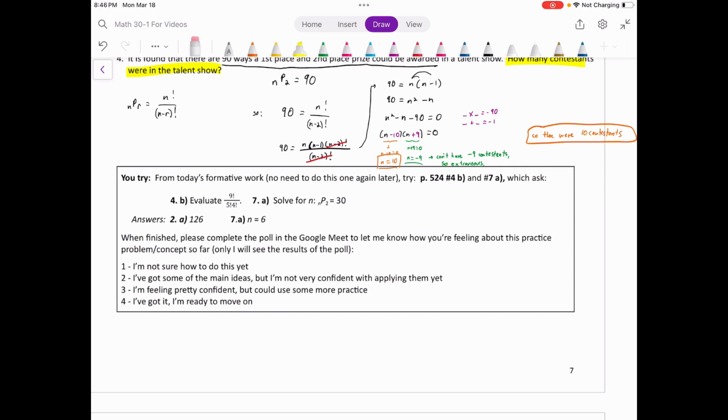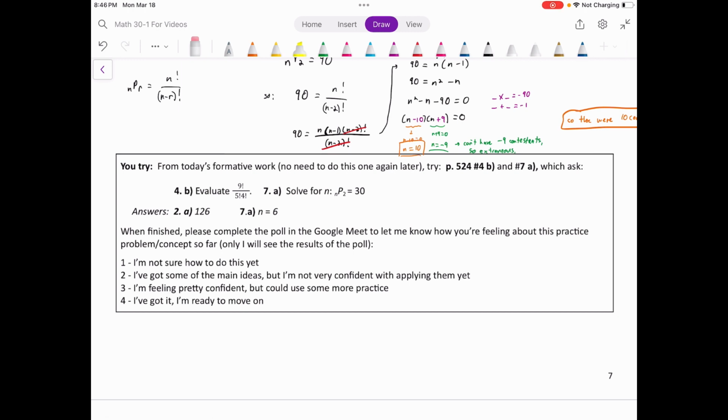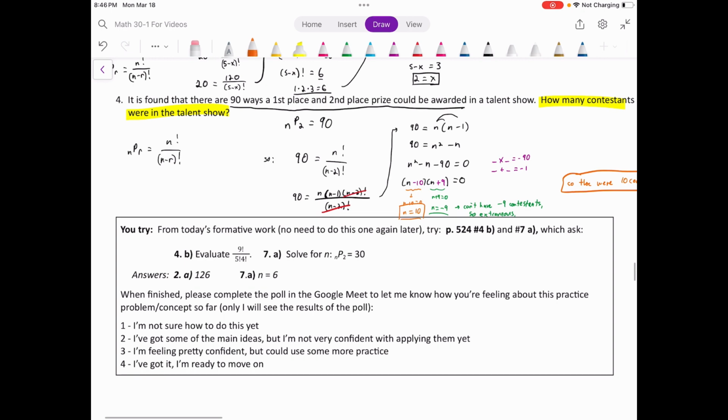So go ahead and try these ones out. These are some practice with working with factorials, simplifying, algebraically working with them, and also one where you're solving for n in a NP2 type equation here, right? It'll be very similar to this one.